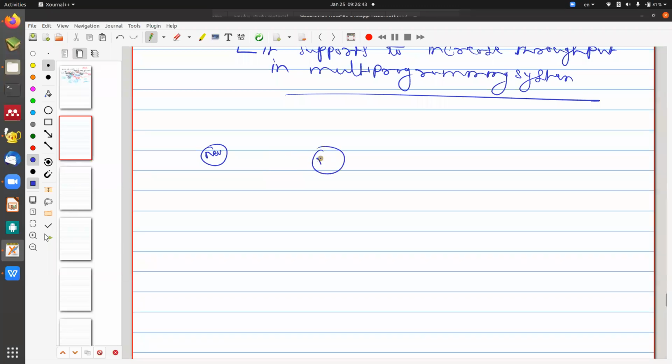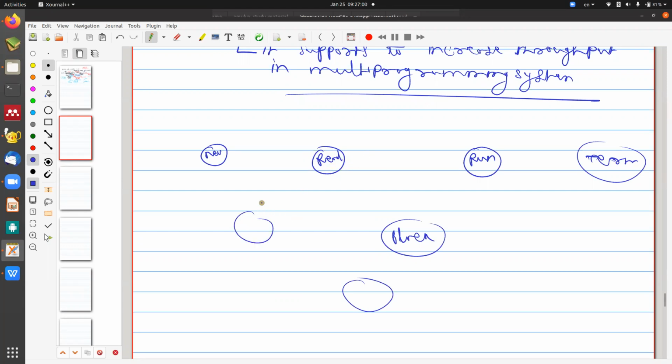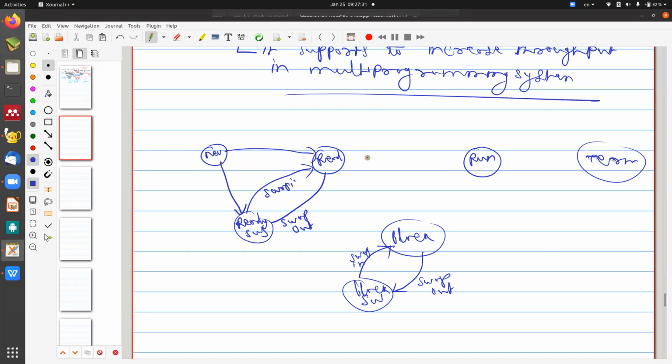This is my new state. This is my ready state. And this is the running state. This is the termination state. This is the blocked state. There is another state. What is this state name? Ready suspended. This is block suspended. And here it is swap out. This is swap in. This is swap out. Sorry, this is swap out. This is swap in. This is entering. This is also entering. And we told that here the short-term scheduler works.